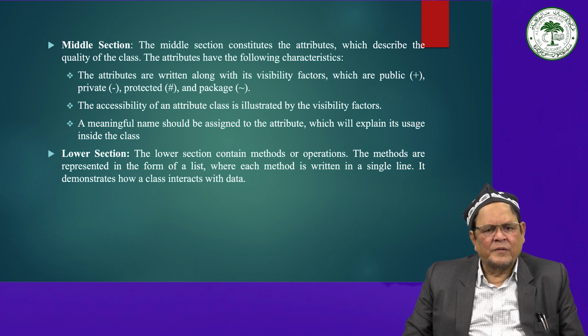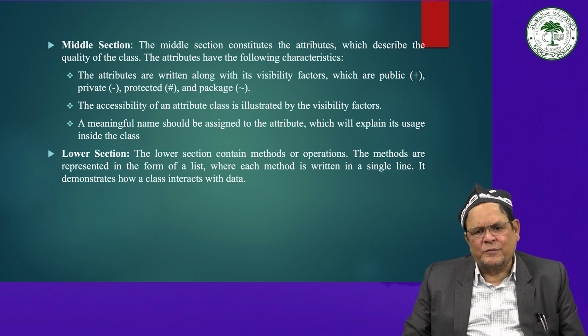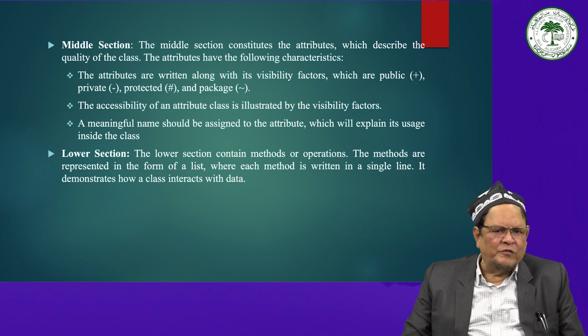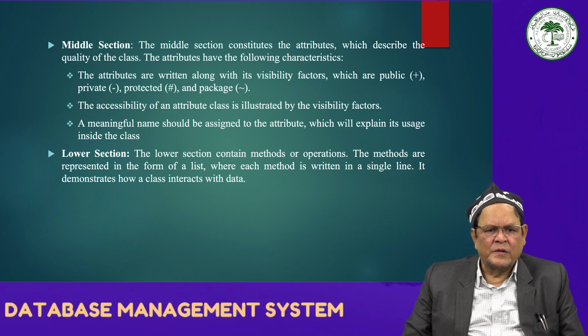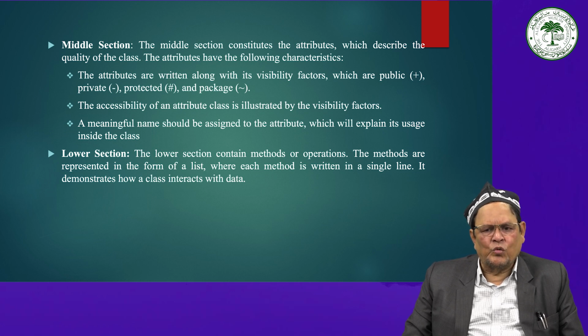Middle section. The middle section constitutes attributes which describe the quality of the class. The attributes have the following characteristics. The attributes are written along with the visibility factors, which are public, private, protected, and package. The accessibility of an attribute's class is illustrated by visibility factors. A meaningful name should be assigned to the attributes, which will explain the uses inside the class.